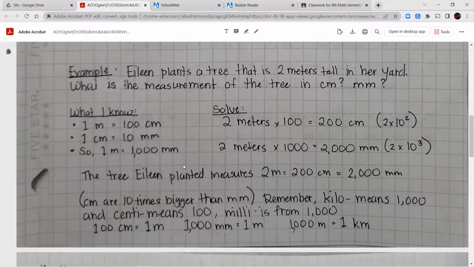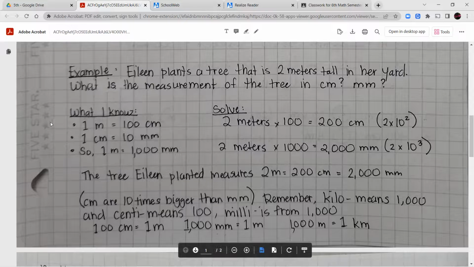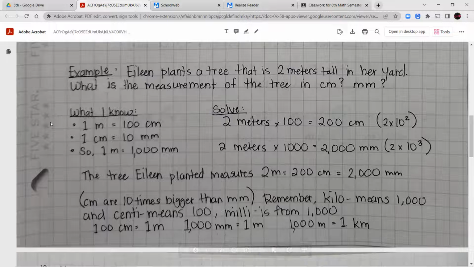Let's take a look at our first example. Eileen plants a tree that is 2 meters tall in her yard. What is the measurement of the tree in centimeters and in millimeters? So before I solve, I want to stop and think, what do I already know? I know that 1 meter is 100 centimeters, and I know that 1 centimeter is 10 millimeters. So 1 meter is going to be 100 times 10, which is going to be 1,000 millimeters.